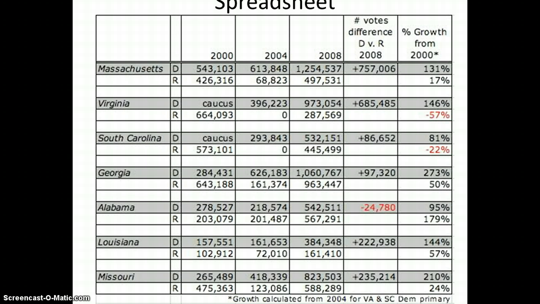Here's an example of a spreadsheet. This spreadsheet shows how many people showed up to vote during a primary election. A primary election is an election before the presidential election. Look at Virginia. Look at the D and the R. D stands for Democrat, R stands for Republican. Follow those numbers across so you can see the difference in votes.